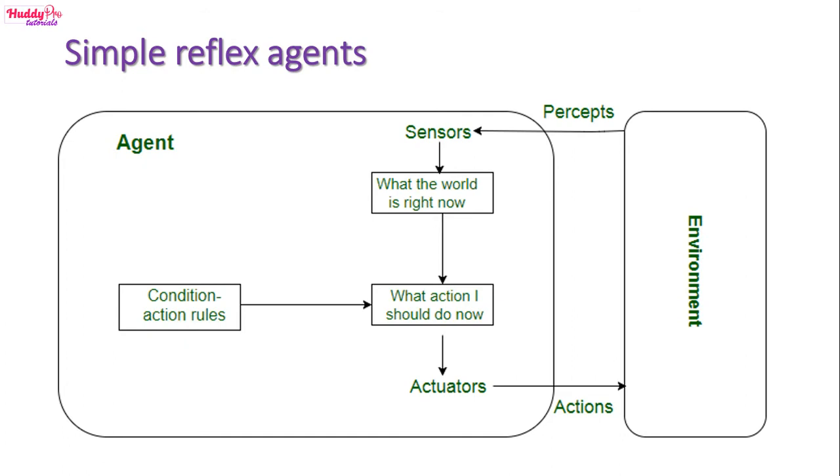For the simple reflex agent, the agent function only succeeds when the environment is fully observable. So for these agents, if they are in partially observable environments, they can easily go into infinite loops, which may be unavoidable. And it is possible that they can escape these infinite loops if the agent can give random actions. So if they can randomize their actions, then they can escape these loops.